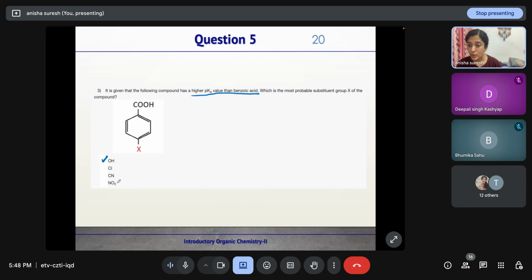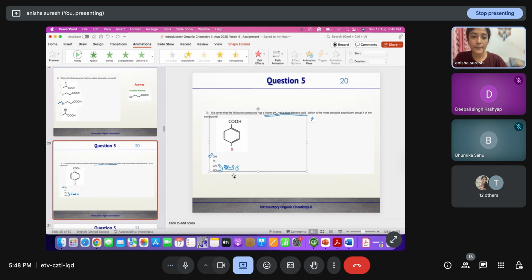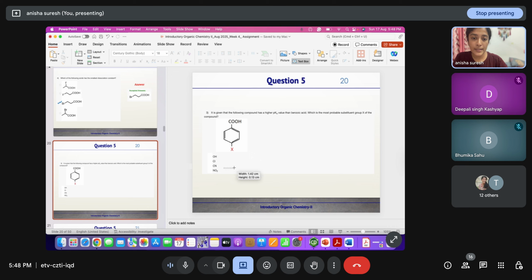In the case of NO2, cyano, chlorine, etc., if we consider NO2 and cyano, these two are electron withdrawing groups. Okay, this NO2 and cyano are electron withdrawing groups.